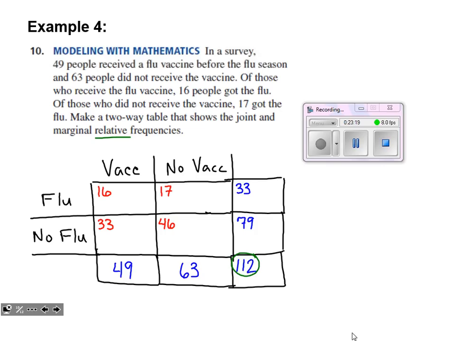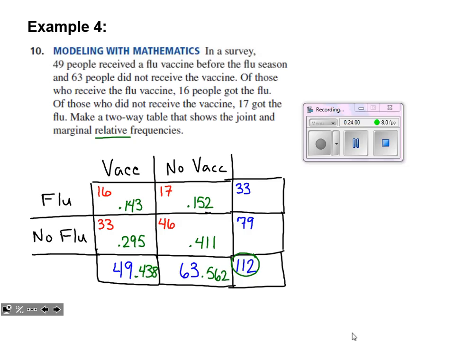Okay, so 16 divided by 112, I get 0.143. 33 divided by 112, I get 0.295. And then 49 divided by 112, I get 0.438. Just a quick check, if I add up 0.143 and 0.295, does that agree with the total at the bottom of that column? Yes, it does. Next column for the no vaccine, we have 0.152, 17 divided by 112, then 0.411, and then 0.562 to round off that column.